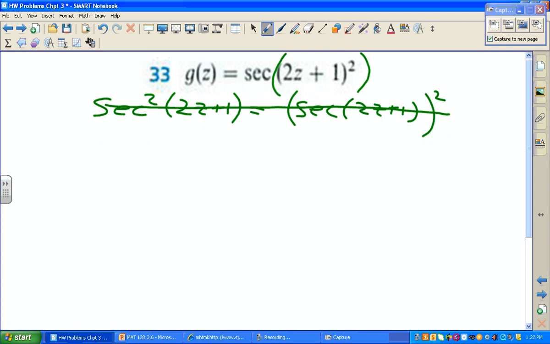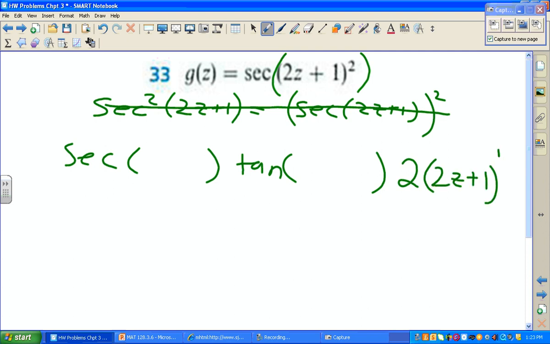So the derivative of secant is secant tangent. And then we'll take the derivative of the angle. The angle is going to be 2 times 2z plus 1 to the first times 2. And remember, we take the chain rule. We take the derivative of the outside function. The angle stays the same. So this is still 2z plus 1 squared, and this is still 2z plus 1 squared. So the angle didn't change.